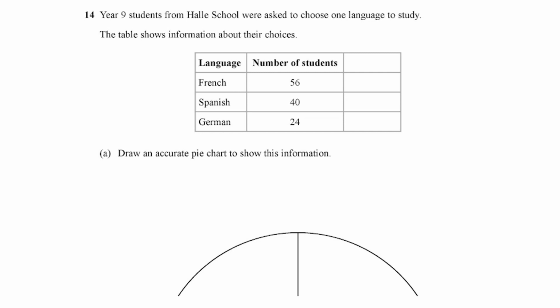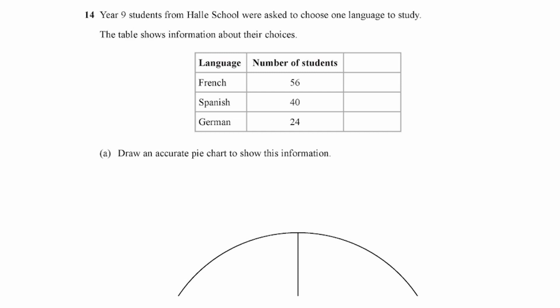Question number 14. Year 9 students from Howell School were asked to choose one language to study. The table shows information about their choices and then draw an accurate pie chart to show this information. So the first thing to know about pie charts is that the circle is divided up into 360 degrees. You can think of it as just a pie that is being divided up into 360 slices. And we need to work out how many slices or how many degrees each person gets of that whole circle.